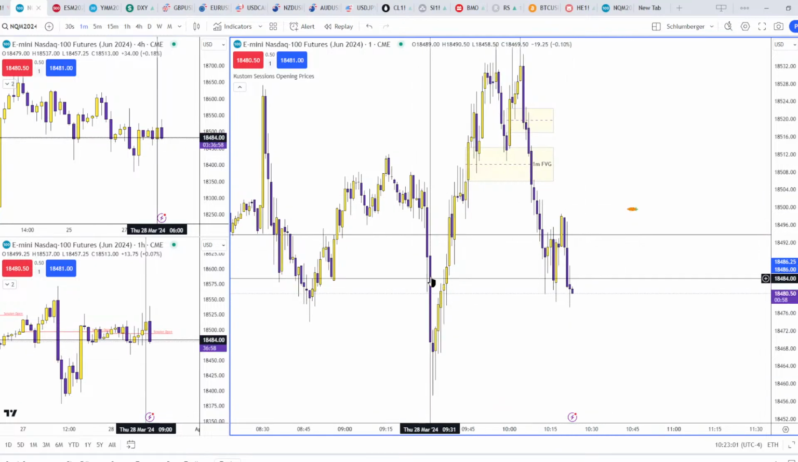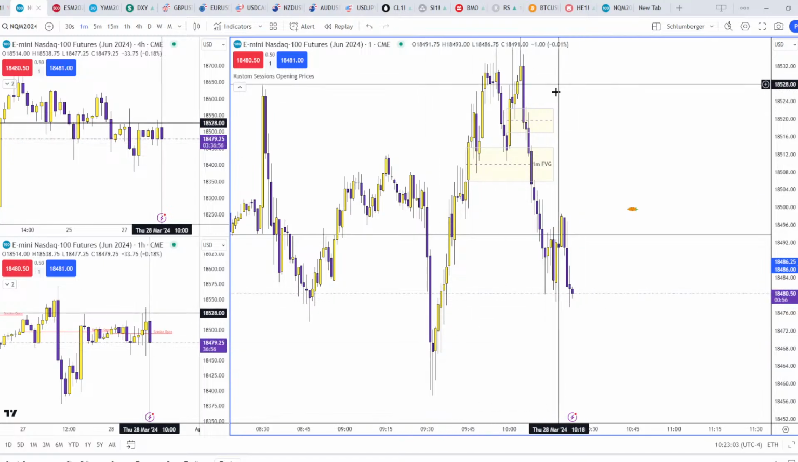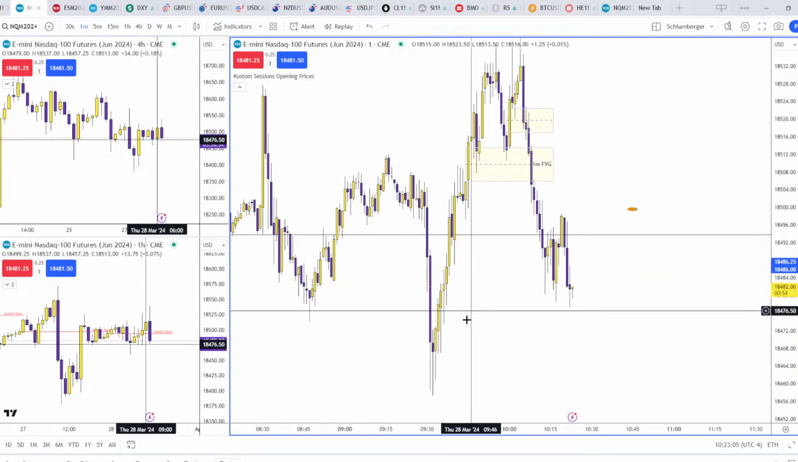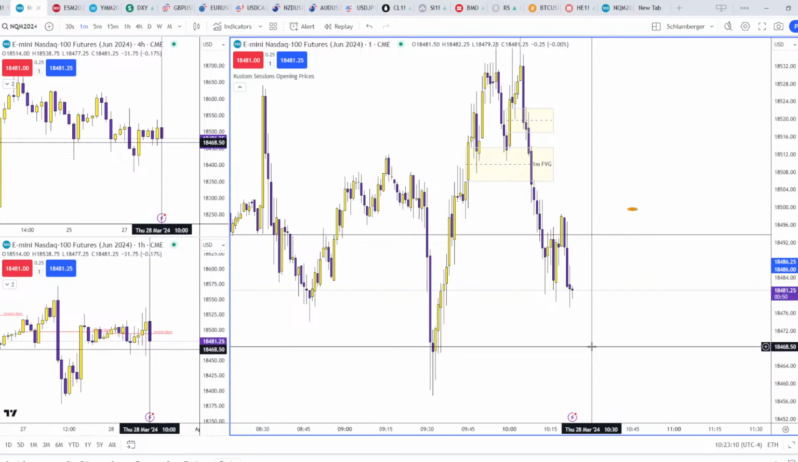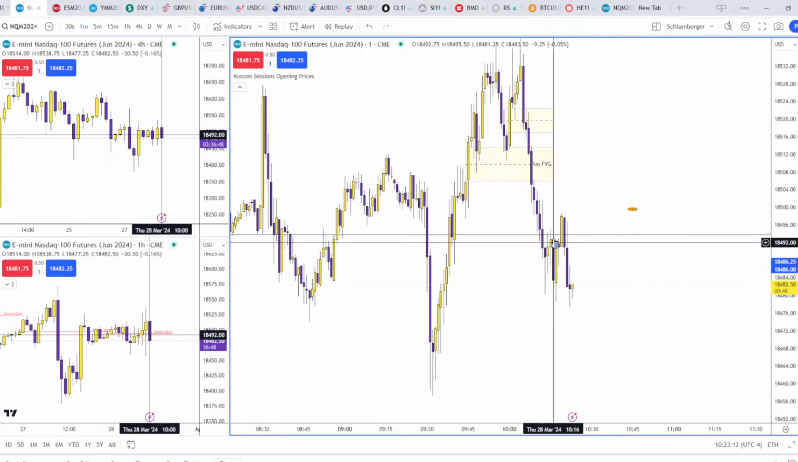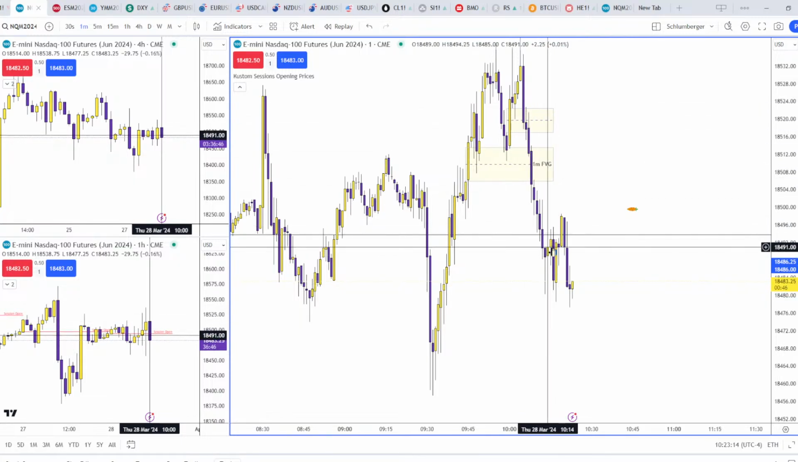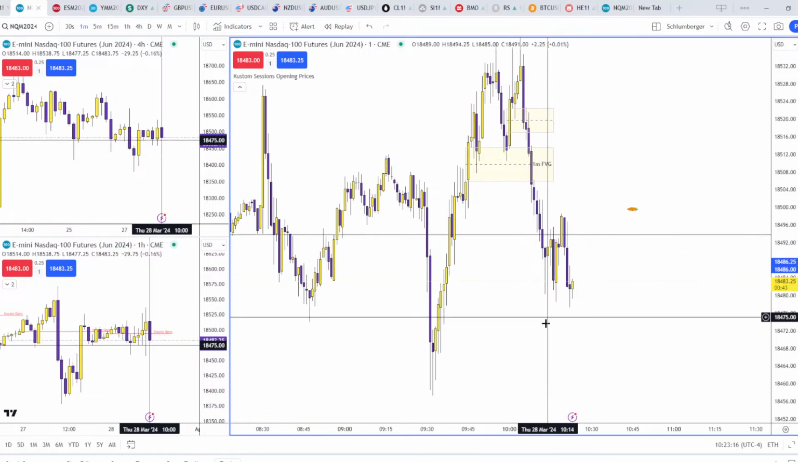And we still have yet to fill this downside from one to the other. Great place to be out, collect your profits, and sit on the sidelines and wait for a better setup.